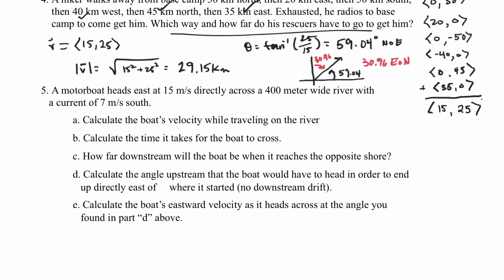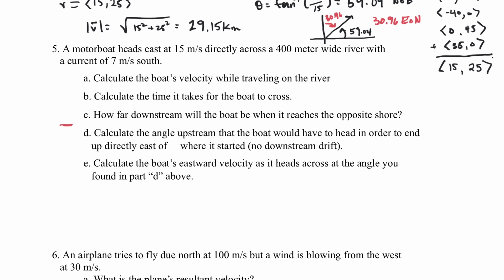Okay, next question. We're only going to do the first few of these. We're going to do A, B, and C. Now this one gets a little bit trickier. Here we have a river, and we have a boat on the river. We know that boat is traveling across the river. The river, distance-wise, is 400 meters. The boat is traveling at 15 meters per second. The river is actually flowing this direction, south, at 7 meters per second.